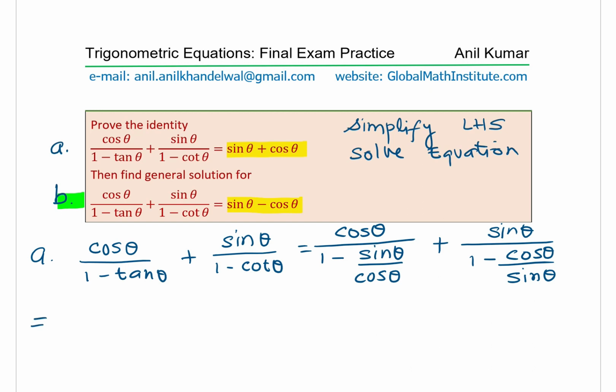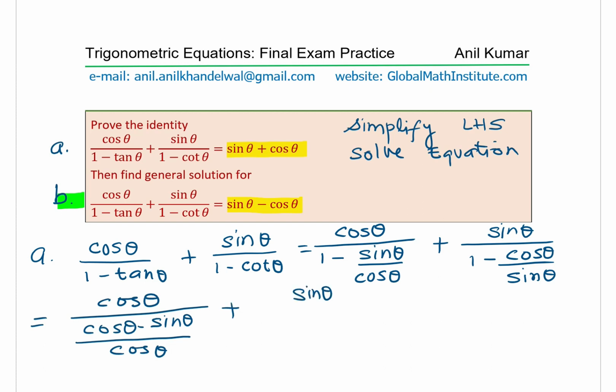Now, we can take a common denominator in the denominator. So we have cos theta over, cross multiplied, cos theta minus sine theta divided by cos theta, plus sine theta over sine theta minus cos theta divided by sine theta. So this flips and goes on the top. You get sine square theta here and cos square theta here, right? And the denominators, we have cos theta minus sine theta and sine theta minus cos theta.